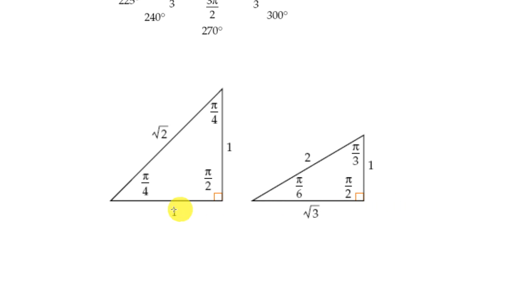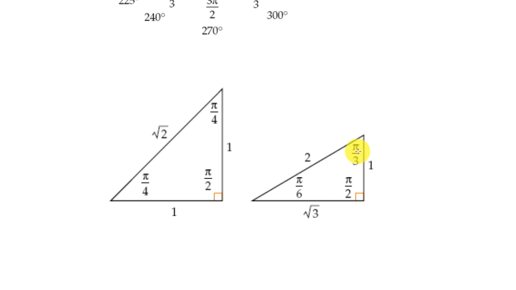Exact value triangles, so instead of using 45 degrees, we use pi on 4, so that's the radian measurement. And you can see here that sine of pi on 4 is opposite over hypotenuse, so 1 on the square root of 2. Same thing over here, pi on 3, so think of pi as being 180 degrees, 180 divided by 3, so this is the same thing as having 60 degrees, so pi on 3.